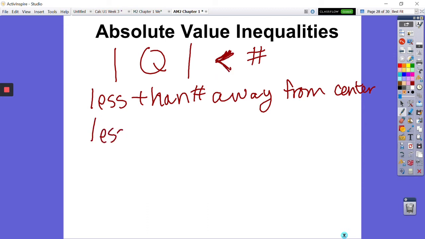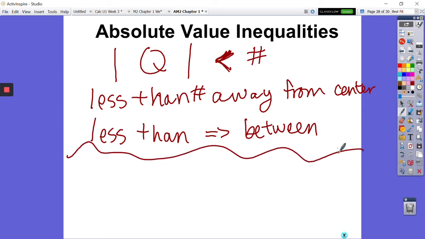Okay, so when we have less than, with absolute values all isolated and numbers on the other side, we always end up with between. When we have greater than, we always end up with outside. So let me show you what I mean. We're going to do a couple practices.